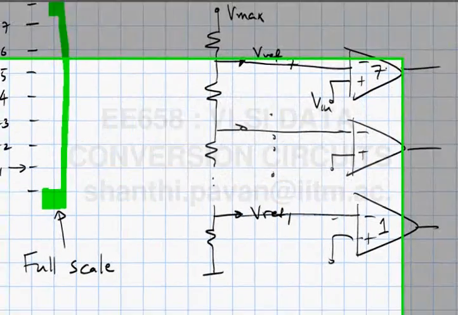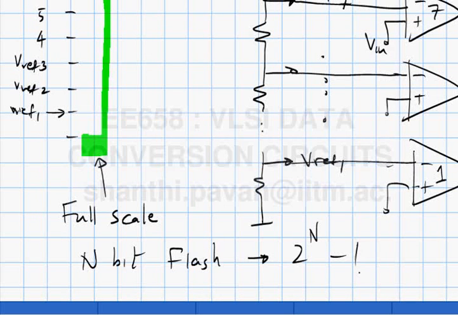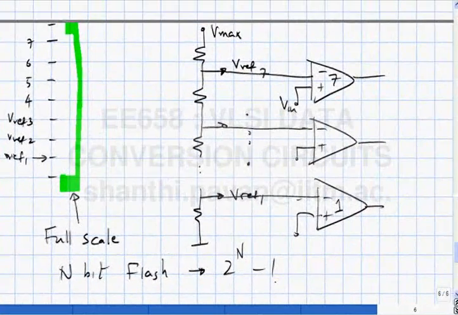So in general, for an n-bit flash, you need how many comparators? 2 to the power n minus 1. As you can see, the complexity of the flash converter is exponential with the number of bits. That intuitively makes sense also, because you know that dumb search is the dumbest thing you can do, and it follows that it is exponentially complicated. Doing a dumb thing is not too bad if the n is small.